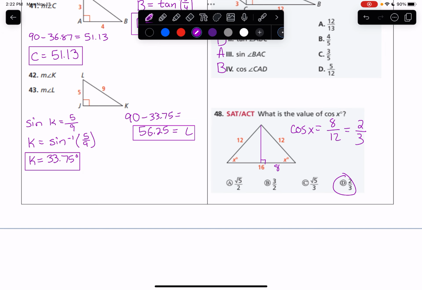All right, if you've got any questions on this section, do not hesitate to ask. It's really important that you understand the basics of trigonometry before we get any further. All right, so go ahead and live with that here, and I will see you tomorrow.